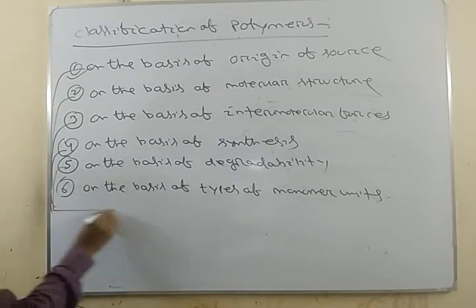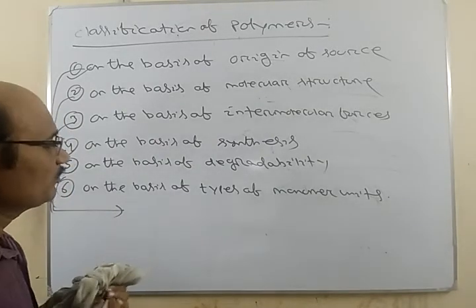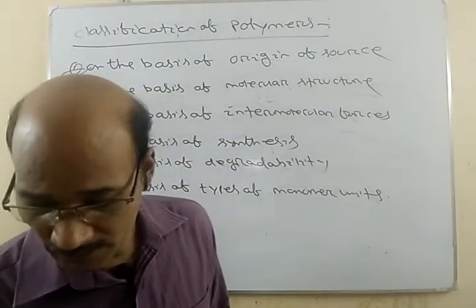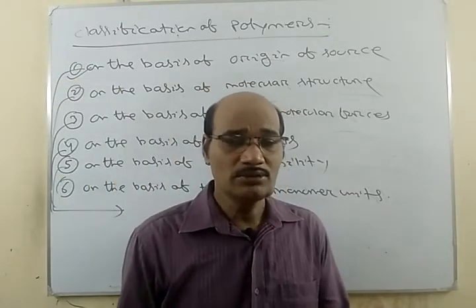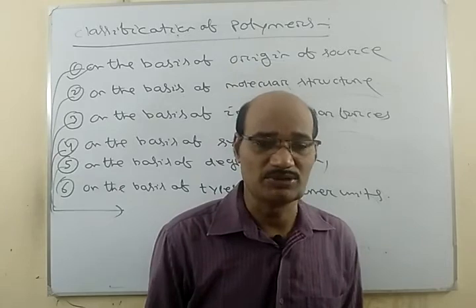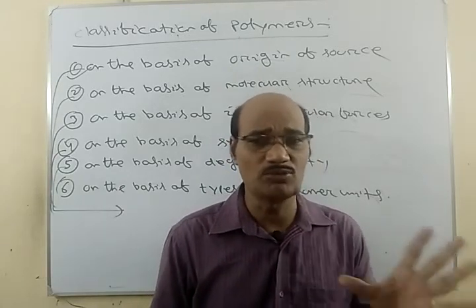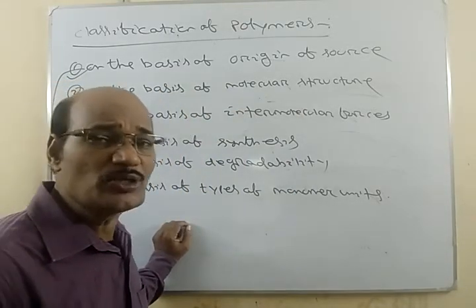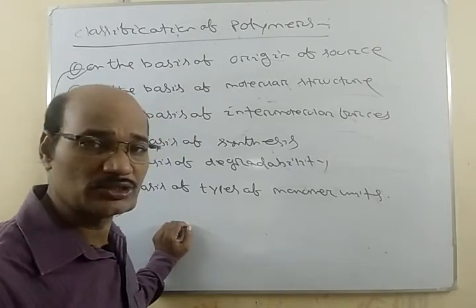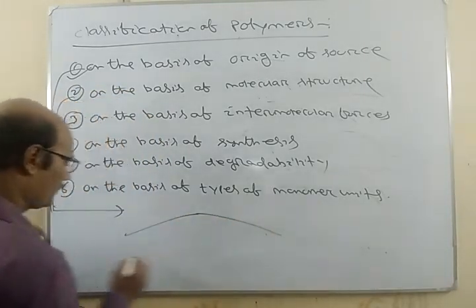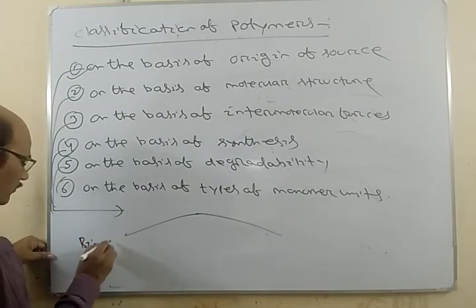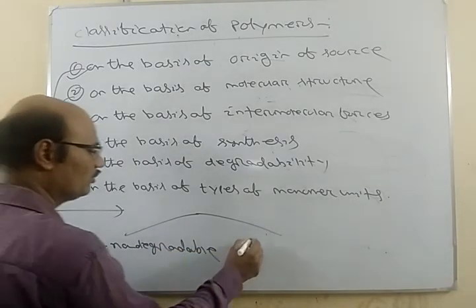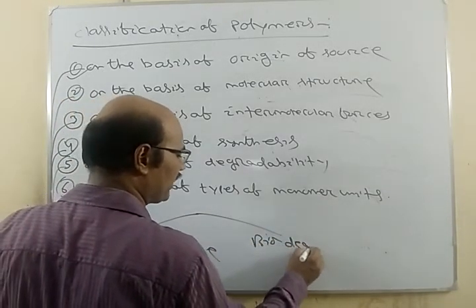Now number 5, on the basis of degradability. Most polymers are normally not biodegradable, but some polymers, very few, are biodegradable. Okay, so on the basis of whether they can be decomposed or not, the polymers are of two kinds. Okay, what is bio non-degradable, and what are biodegradable.